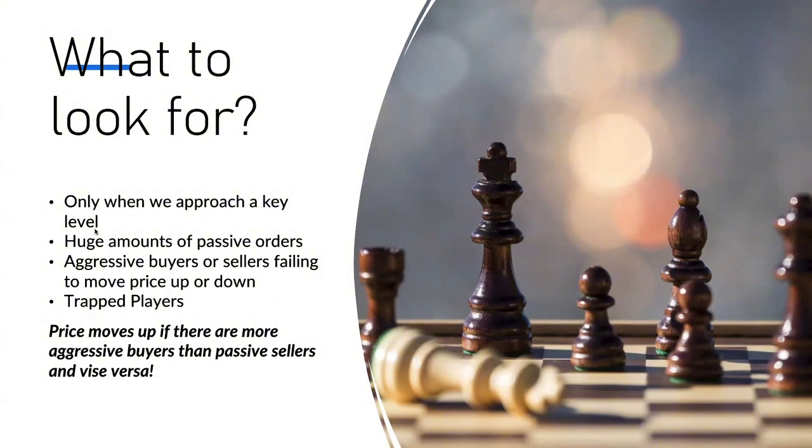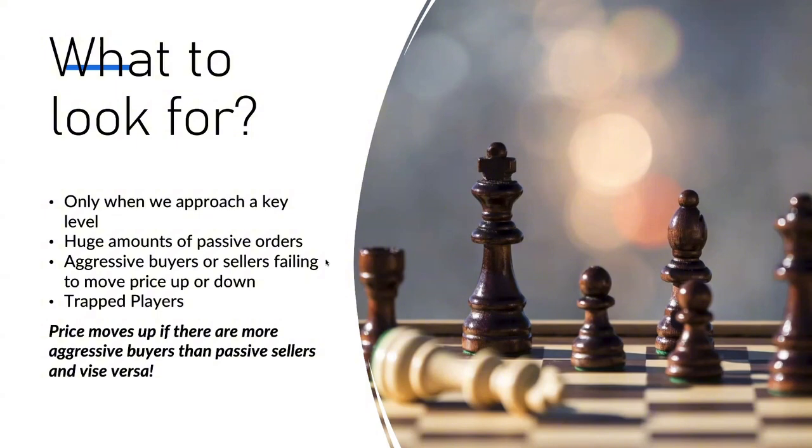So what you're really looking for, you're not looking for everything. You're looking for huge amounts of passive orders. Watching the Bookmap when it's dead sucks because it's just so boring, and you get one big offer and it takes like 10 minutes for anything else to happen. When you're trading dead volume, dead hours, I like looking at the footprint chart a lot more than the Bookmap, to be honest. It drives you less nuts, and you're looking for aggressive buyers or sellers failing to move price up and down. We'll talk about that in a second. Trap players happen sometimes.